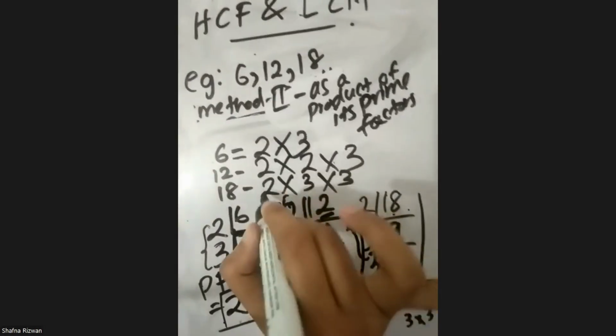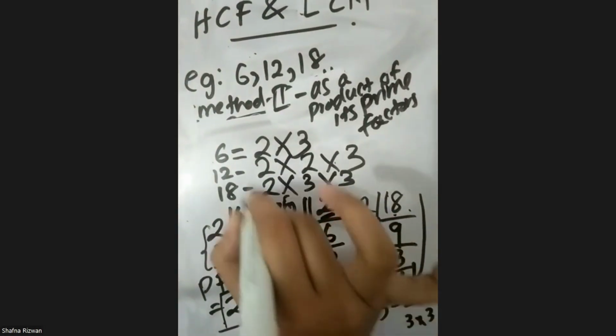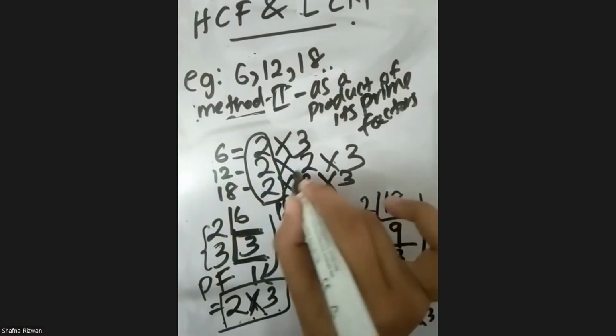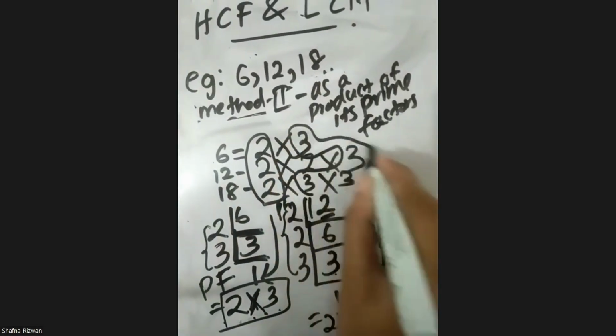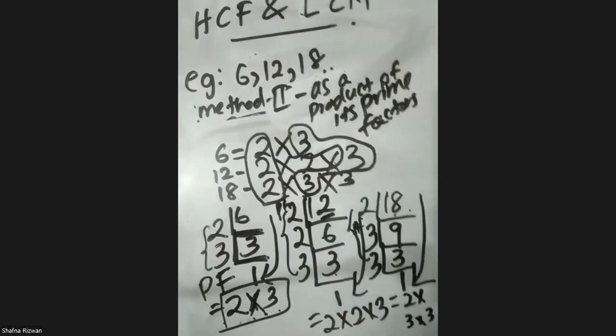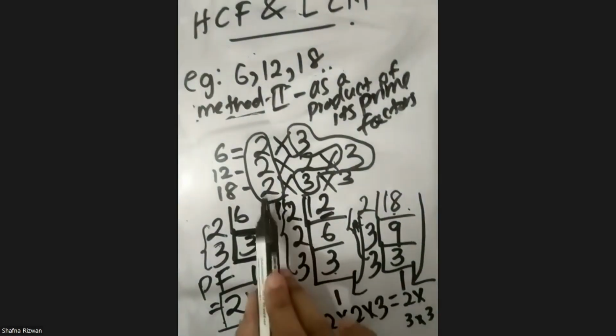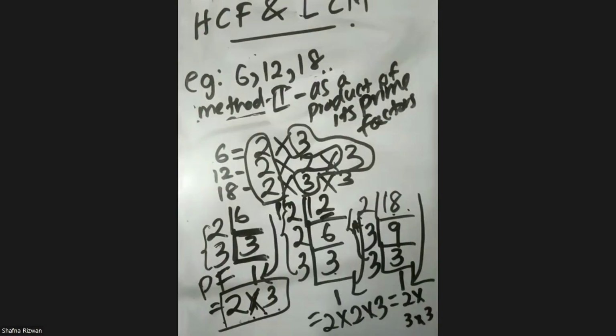You are going to circle all the common factors. What are the common factors? 2, and here 3, and here also 3. So you can circle it like this. You have to see all the common factors and circle them here.